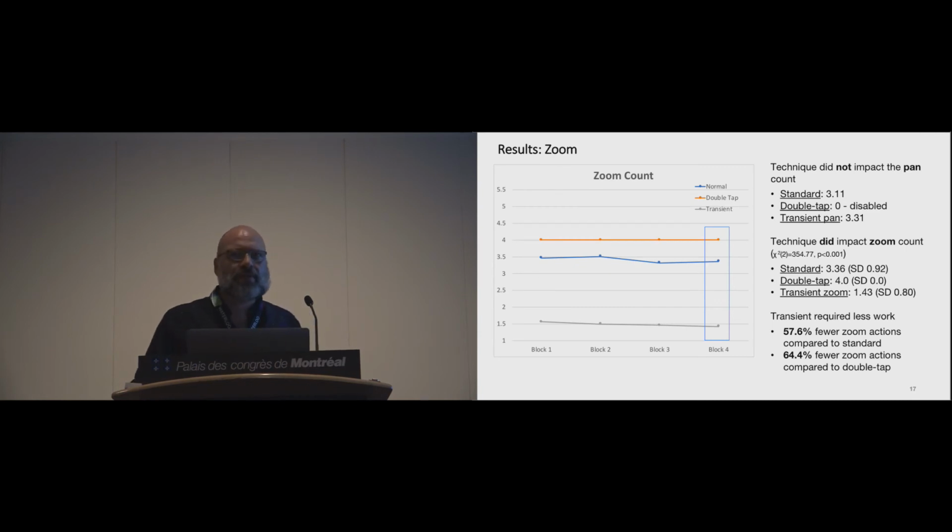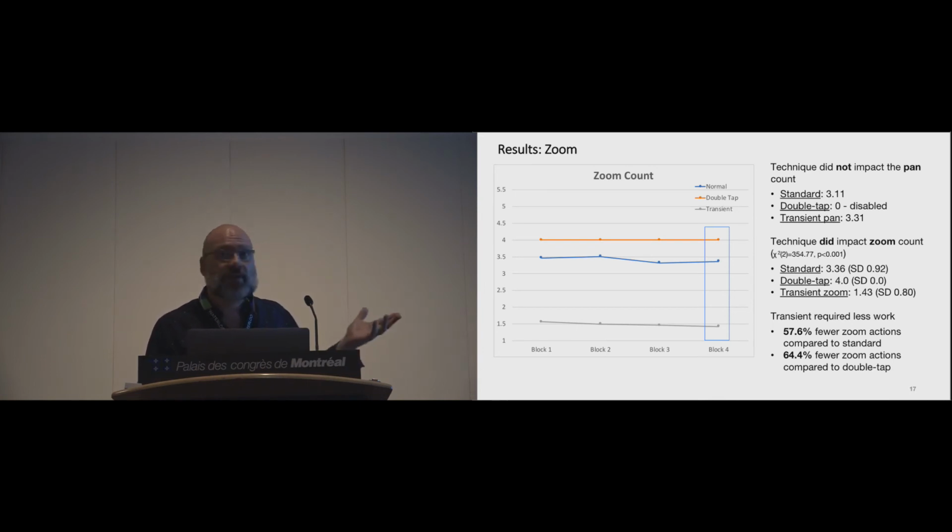And then the second thing we looked at was the amount of work, which is the zoom count and pan count, or the number of actions that were required. It turns out that there is no impact of technique on pan count, which makes sense if you think about the task. There isn't really any panning required for this task. We didn't prohibit it, but if you think about what users had to do, they could target where they needed to go very precisely without panning around the screen. So we're not really surprised by that.